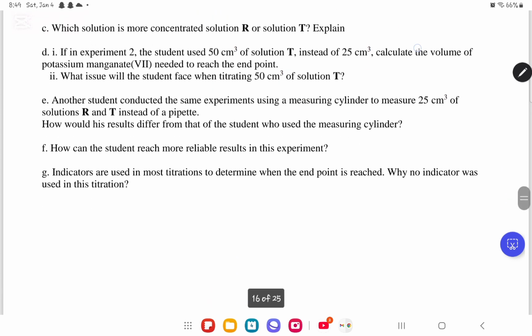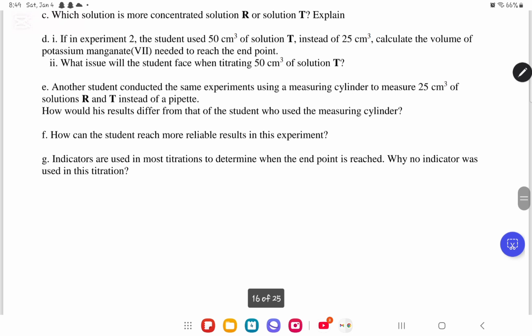Now part E, another student conducted the same experiments using a measuring cylinder to measure 25 centimeter cubed of solutions R and T instead of a pipette. Now they told us, how would his results differ from that of the student who used the pipette? Definitely the measuring cylinder does not take as much time as the pipette, but the pipette is more accurate.